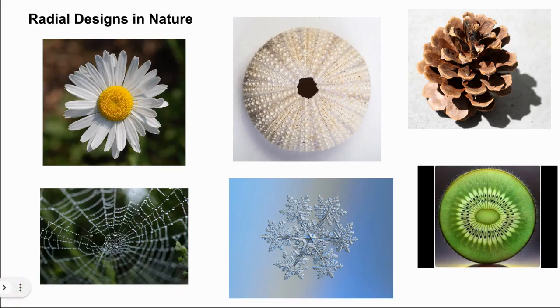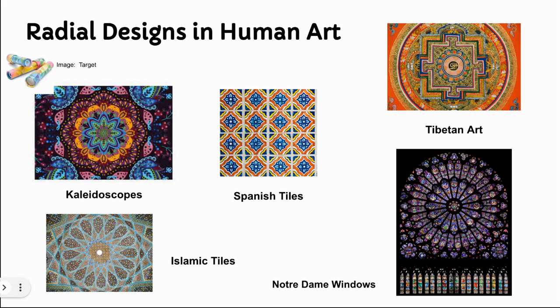Some radial designs that you might find in nature include flowers, seashells, pine cones with the seeds, looking inside a fruit like a kiwi, snowflakes, as well as the spider web. There are lots of other radial designs that you might find in human art as well, including kaleidoscopes.